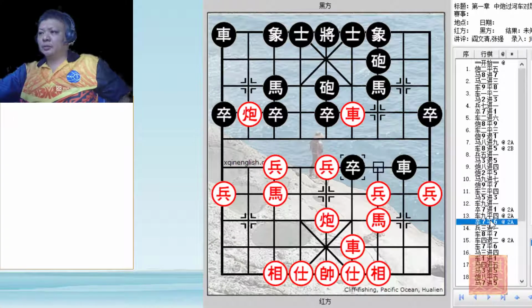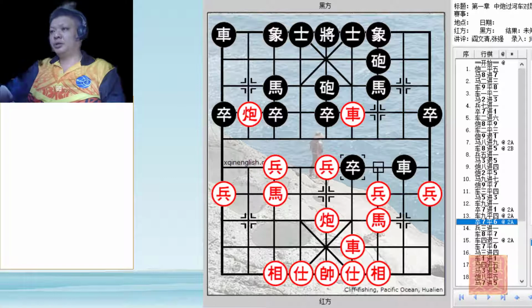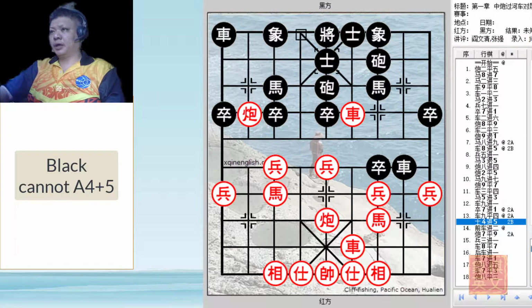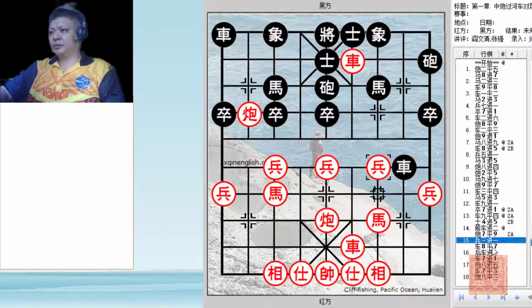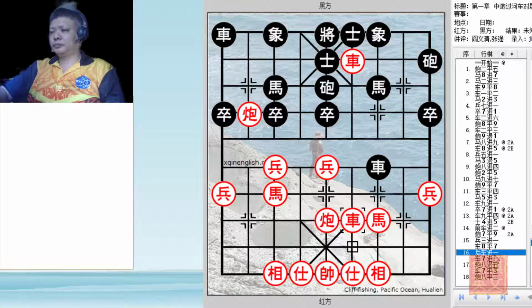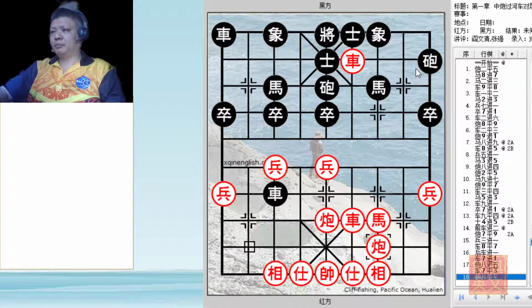Now, black would sacrifice the pawn in this very brilliant encounter. This would pack a heavy punch. If A4 plus 5 were played, red will immediately attack the cannon, and there will be two rather complicated variations. The first would be C7 equals to 9, 3 plus 1 to dislodge the chariot, protect, retreat, and attack the elephant, this cannon, and now black will be under all sorts of trouble.